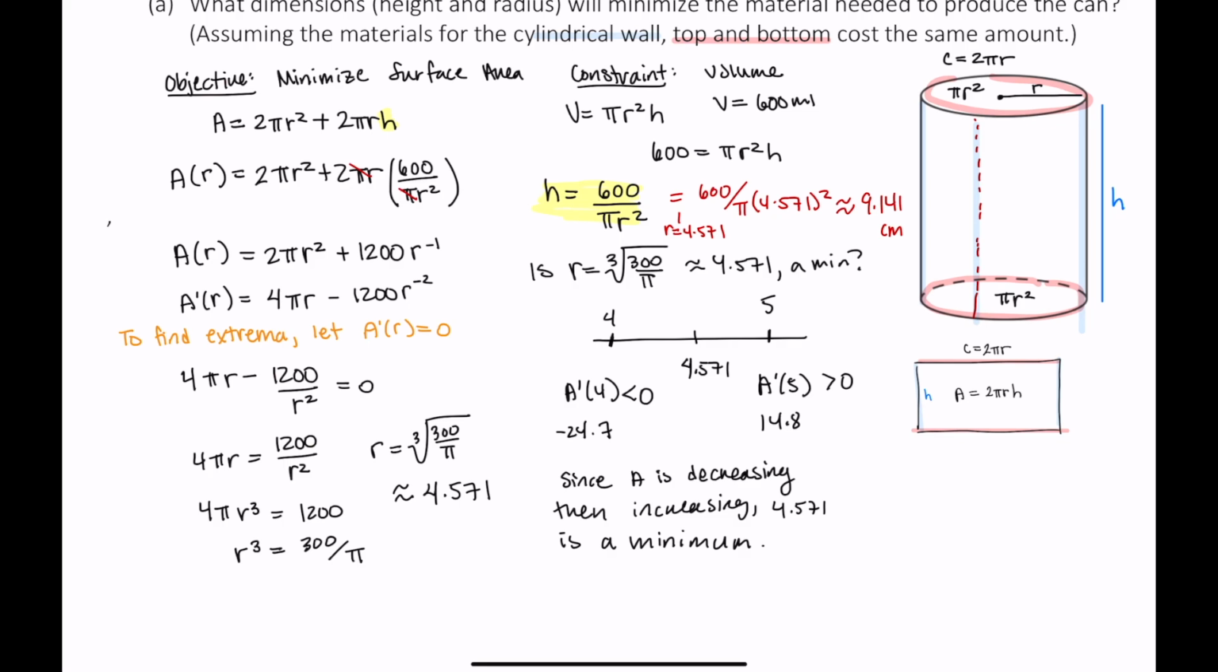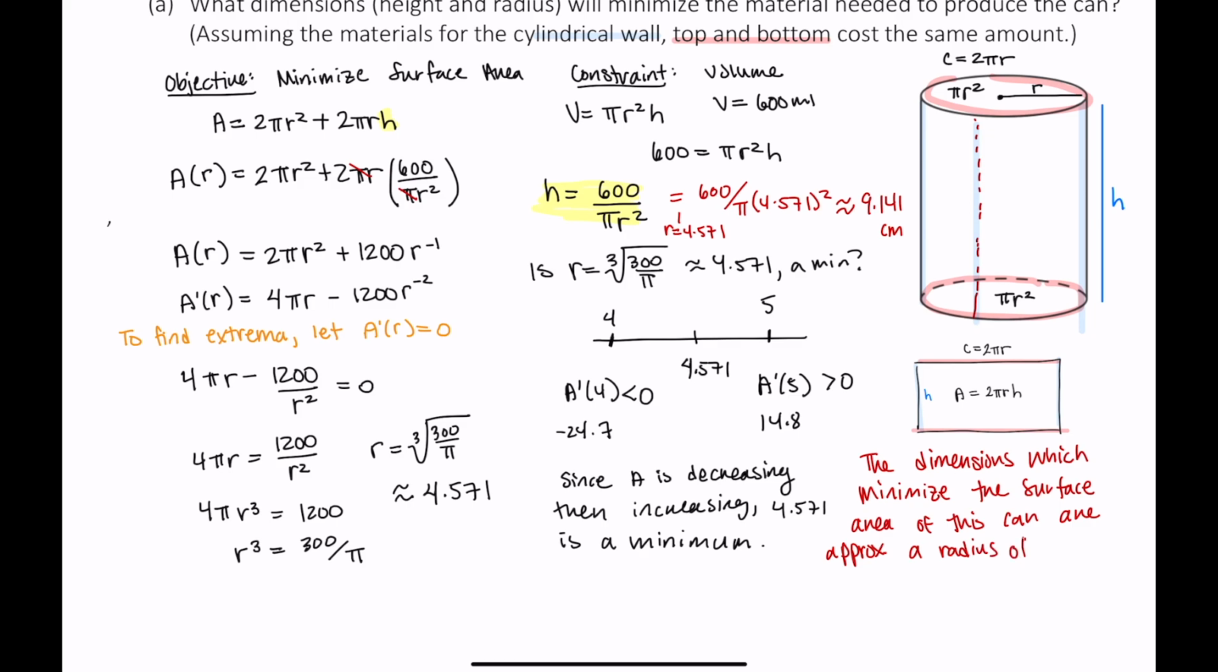Okay, so now we can write out a sentence. And I have some space here to write out our conclusion. The dimensions which minimize the surface area of this can are approximately a radius of, and I'll round to one decimal place, 4.6 centimeters, and a height of about 9.1 centimeters.